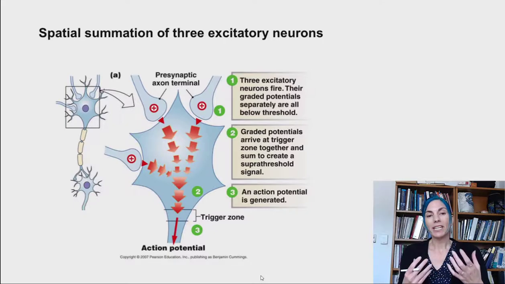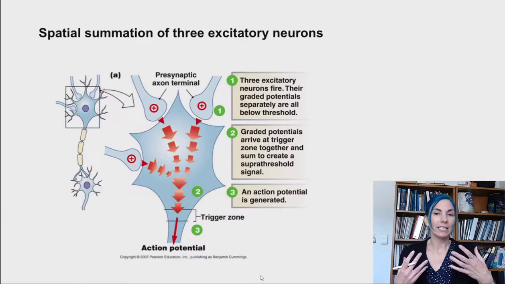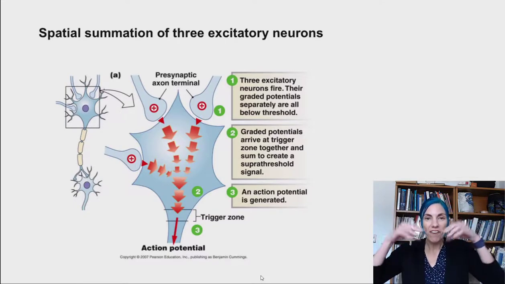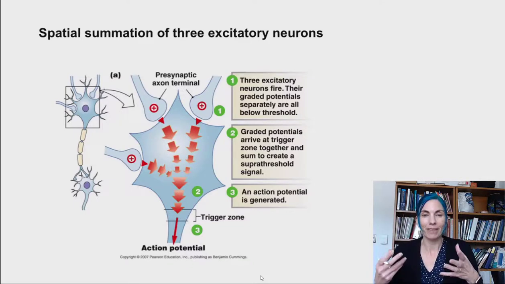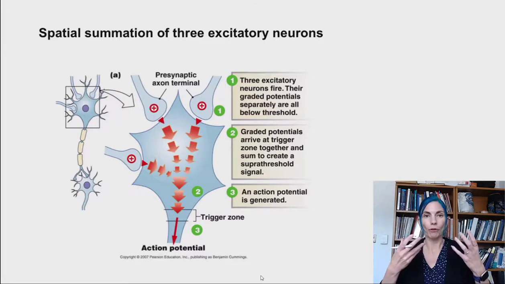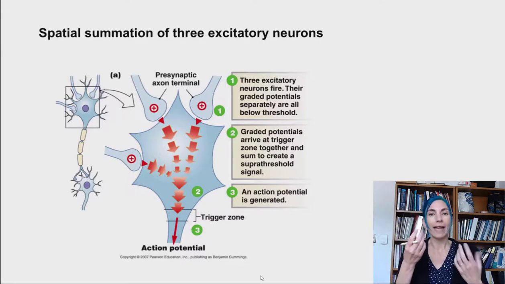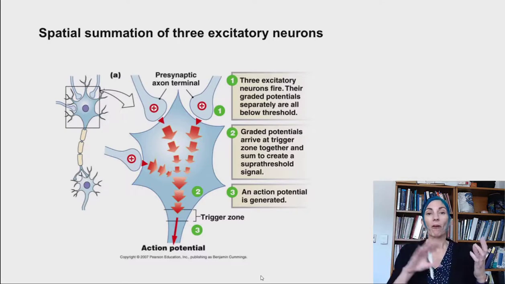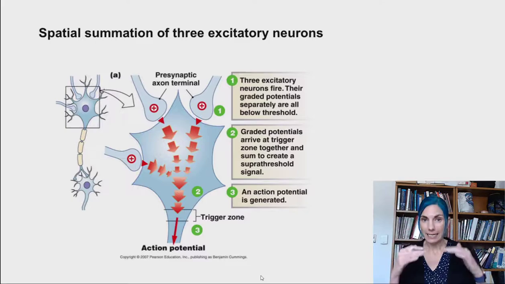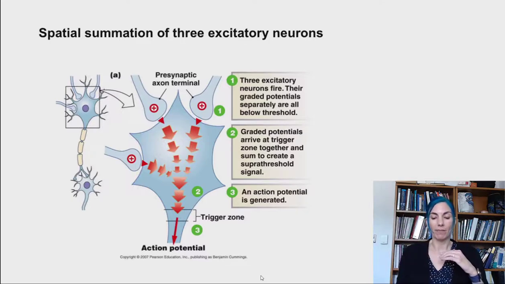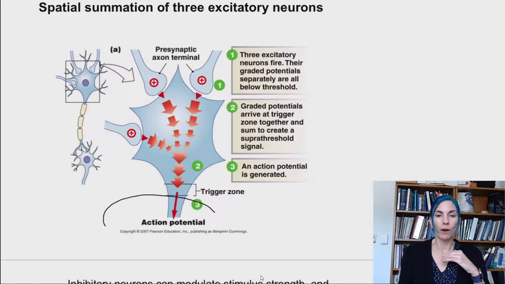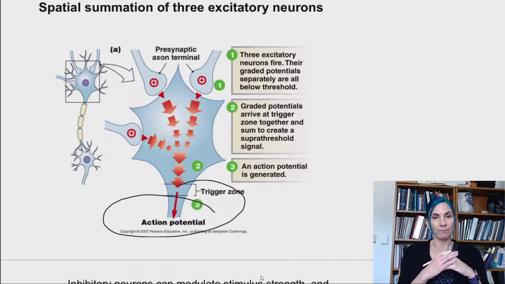So in this example here, we have 3 excitatory neurons that are all firing, which means they're all releasing their neurotransmitter at the same time. And so they're all causing depolarizations. And while one by itself might not be enough to reach the minus 55 millivolt threshold, all 3 of them, when they're added together, is enough to reach minus 55 millivolts threshold and therefore start action potentials.